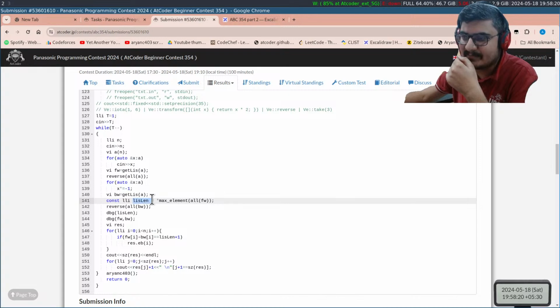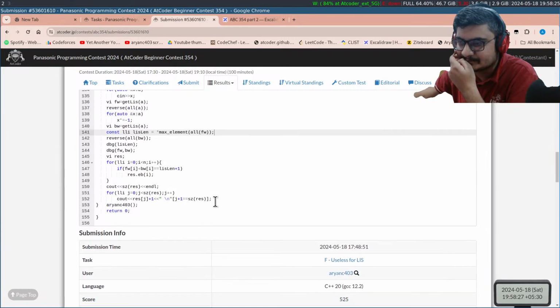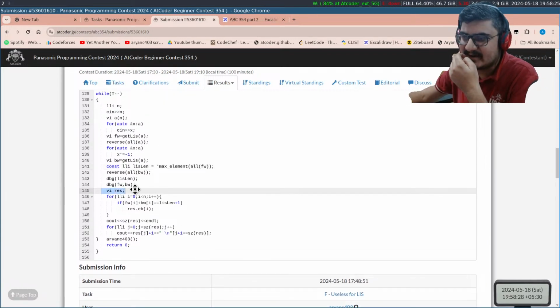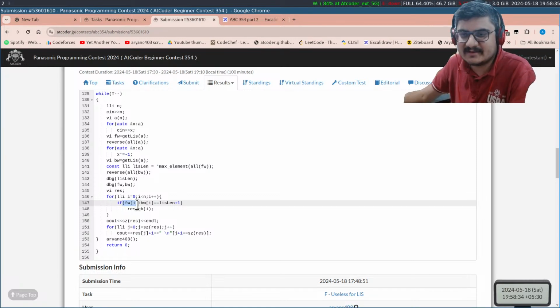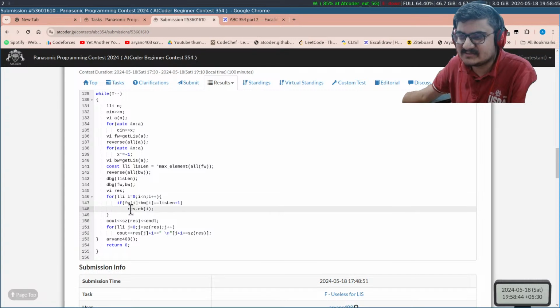Then I also found the maximum possible length, which I can take from the maximum element of forward or backward, anything works. And to get the response, I look at all the elements. The maximum possible increasing sequence length which ends at index i, plus the one which starts at index i, minus 1, should be equal to LIS. If that's the case, I add it to the answer, and at last print everything in the answer.